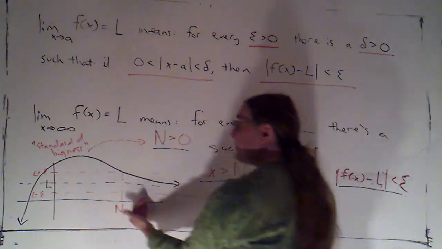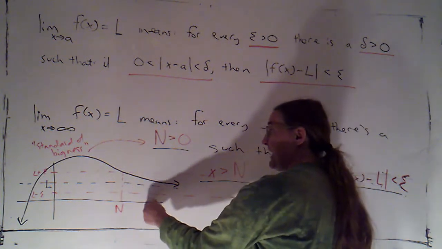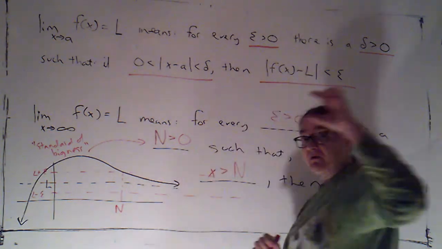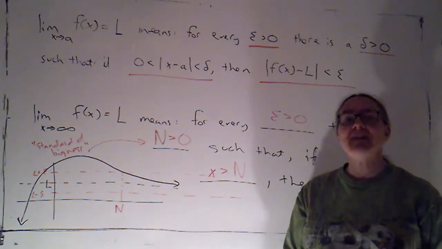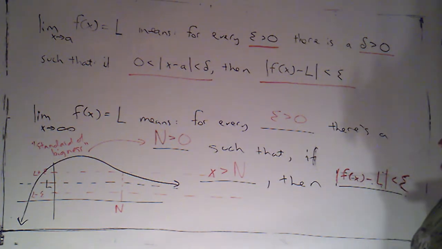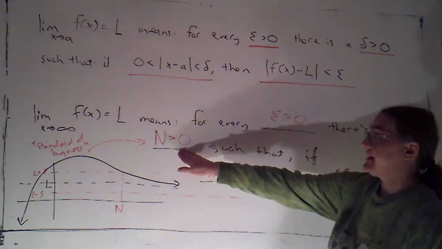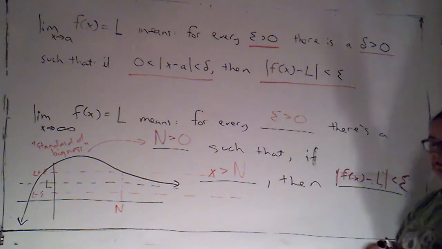So that if x is big, using n as our standard of bigness, so x is bigger than n, then my y values will be within that strip, within that range of values that's within epsilon of L. Okay. So we simply introduce a standard of bigness and say that x is big using that standard.